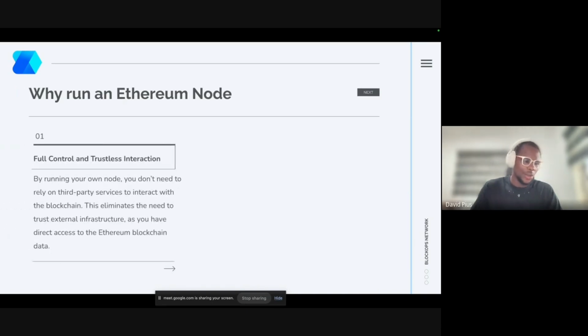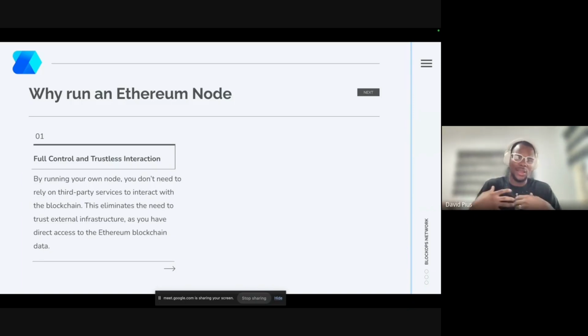This is one question a lot of persons will keep asking: why run an Ethereum node, or why run a node? Most developers, when building a project, most times use a third-party service to access the blockchain. But when you run your own node, you don't need to rely on a third-party service to interact with the blockchain. This eliminates the need to trust external infrastructure as you have direct access to the Ethereum blockchain data.